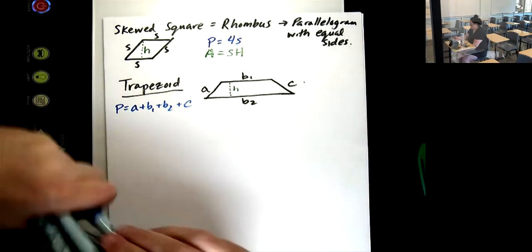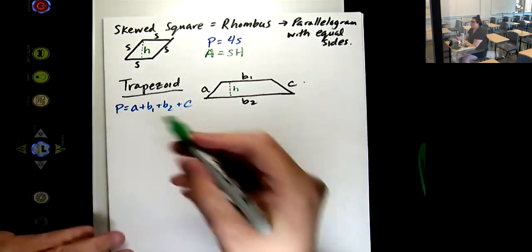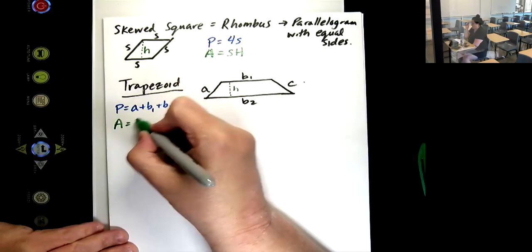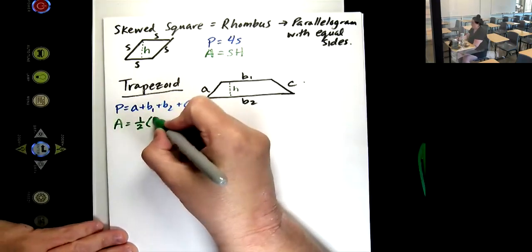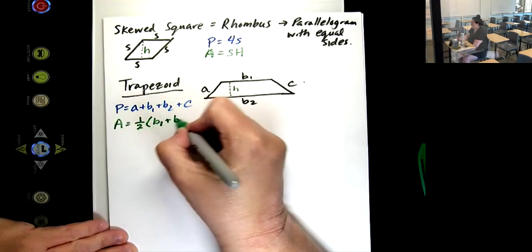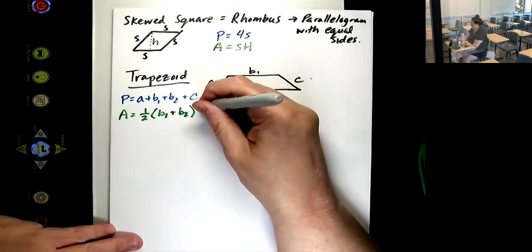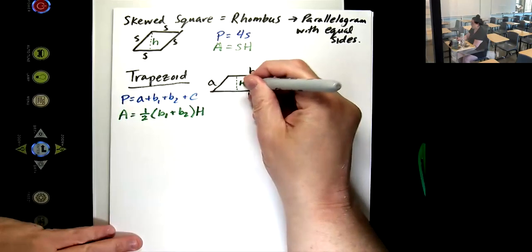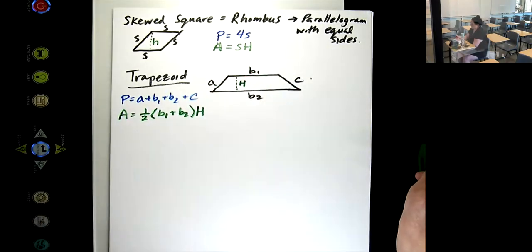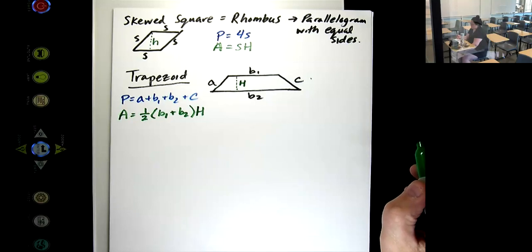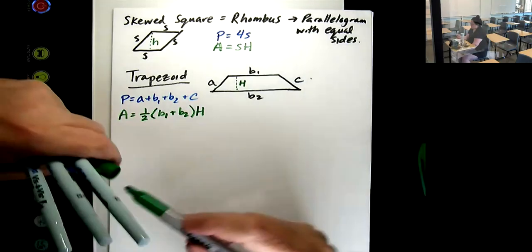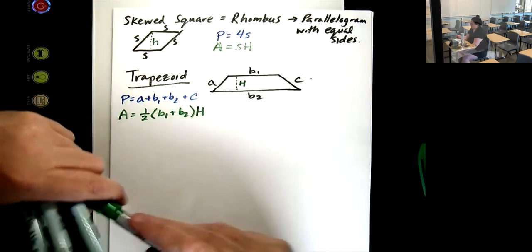Now, the idea of the area comes from taking the average of the two bases. So add them up and divide by 2, or multiply by 1/2. And then multiply by that H. You add B1 plus B2 and then you divide it by 2.